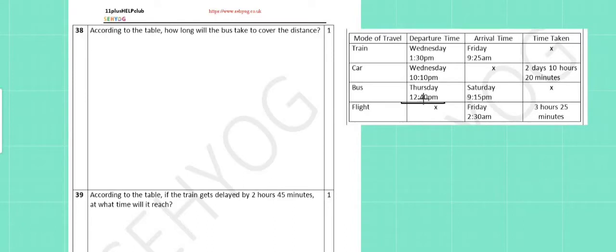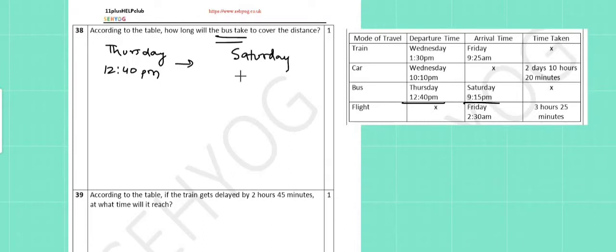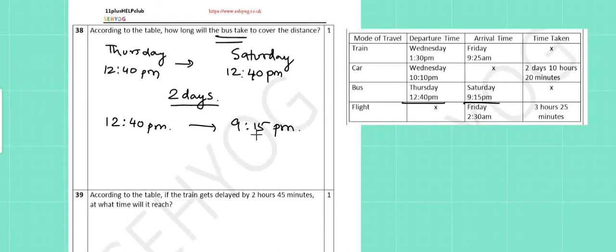Going to the next question, number 38. How long will the bus take to cover the distance? So the bus is starting on Thursday 12:40 p.m. So from Thursday 12:40 p.m. to Saturday 12:40 p.m. will make exactly 2 days. So we will count after that from 12:40 p.m. to 9:15 p.m. and we can subtract and find it out.